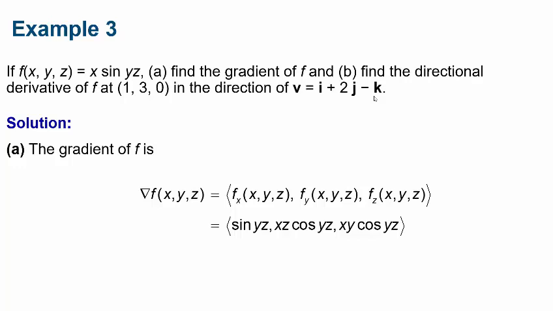First off, let's find the gradient of f. That's incredibly easy. Del f is the partial derivative with respect to x, comma, the partial derivative with respect to y, comma, the partial derivative with respect to z. The partial derivative with respect to x is just sine of yz. The partial derivative with respect to y is xz cosine of yz. And the partial derivative with respect to z is xy cosine of yz.